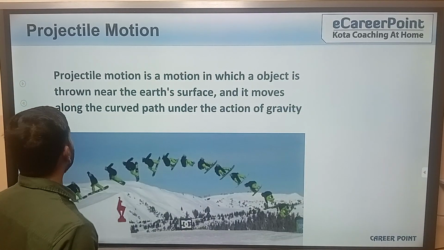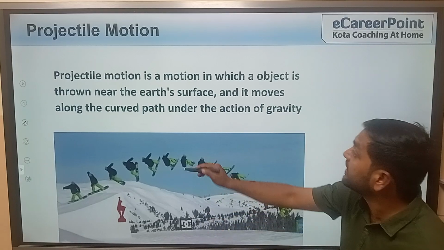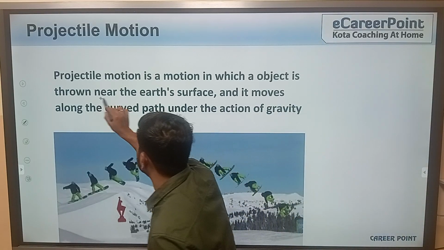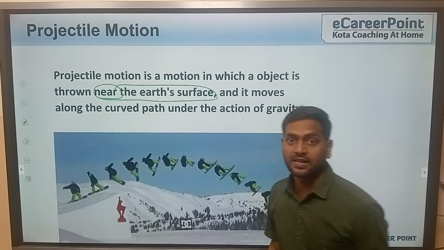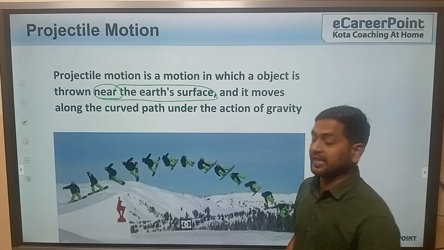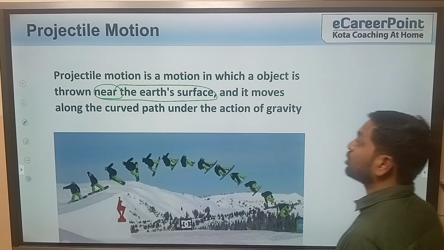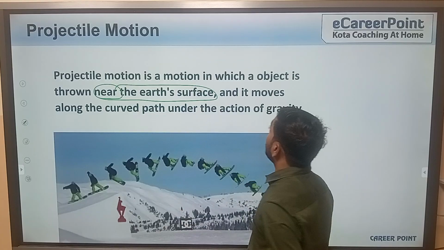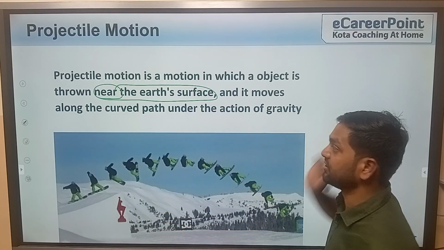Next, you will see here: projectile motion is the motion in which an object is thrown near the earth's surface. Here we need to understand what near the earth's surface means: nearer to the earth, right? So projectile motion is the motion in which an object is thrown near the earth's surface and it moves along a curved path under the action of gravity.